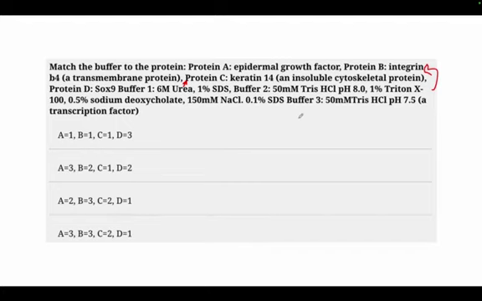Then the other buffer 3 is 50 millimolar Tris, pH 7.5. This is a very standard buffer. We would usually use it in combination with NaCl, but we would use this usually to extract cytoplasmic proteins. So this would probably be a good choice for protein A. So C we're saying buffer 1, B we're saying buffer 2, A we're saying buffer 3. So this is probably the best match of the buffers and the protein.